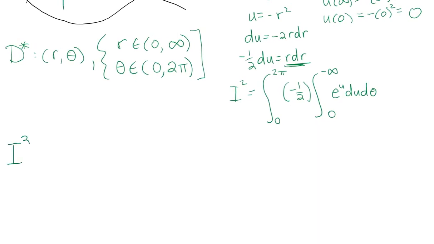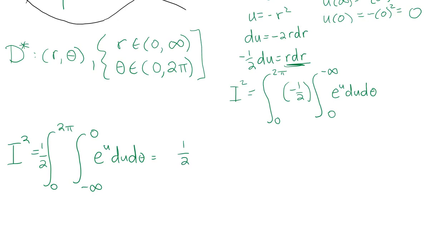We have I squared is equal to the integral of 0 to 2 pi, and I'm going to write the 1/2 out front. We will flip the bounds of integration now, so it'll be negative infinity to 0 of e to the u du d theta. This is equal to 1/2 times the integral of 0 to 2 pi. Well, the integral of e to the u du is e to the u, and then we will evaluate that from negative infinity to 0 d theta.